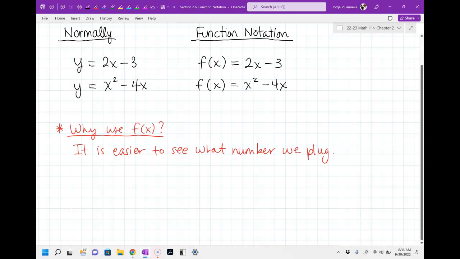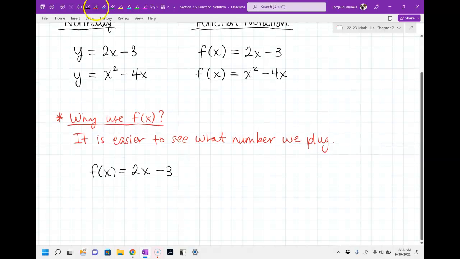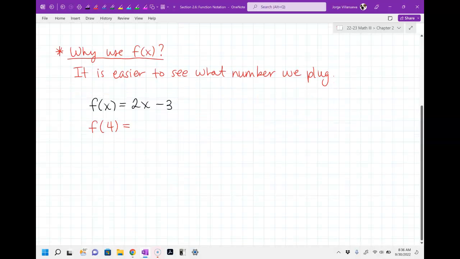So for example, let's take the very top little equation, f of x equal to 2x minus 3. If I were to tell you, plug in a 4, then you can tell what number you're plugging in because you would write f of 4. It's not f times 4. You're basically saying plug in the number 4. And then you would write 2 times 4 minus 3. That would be 8 minus 3, so it's 5. This is what your homework is going to look like for the most part.